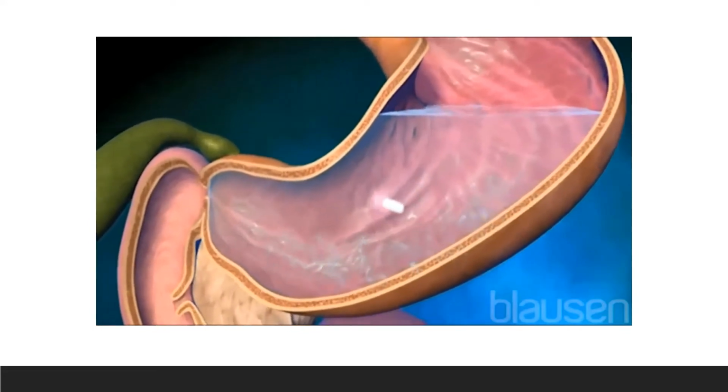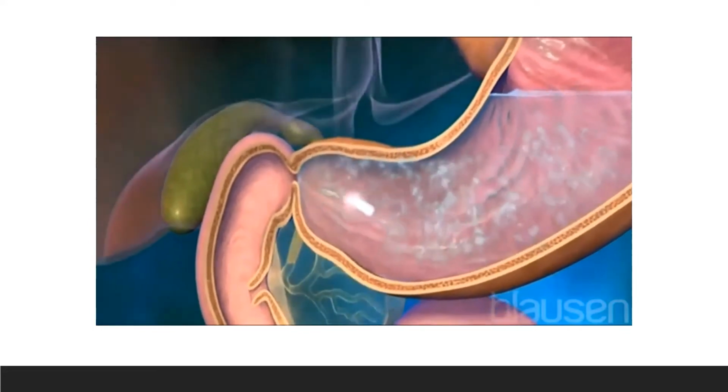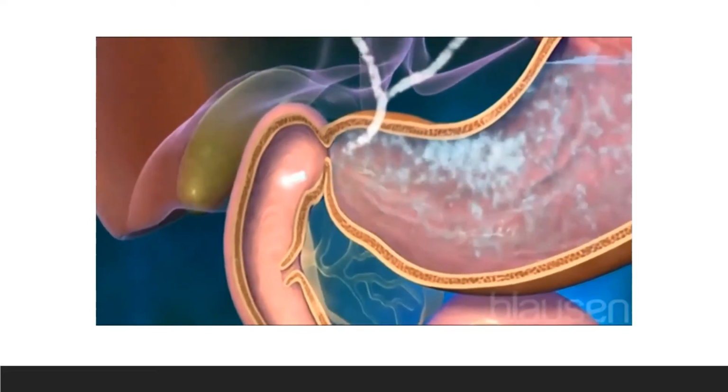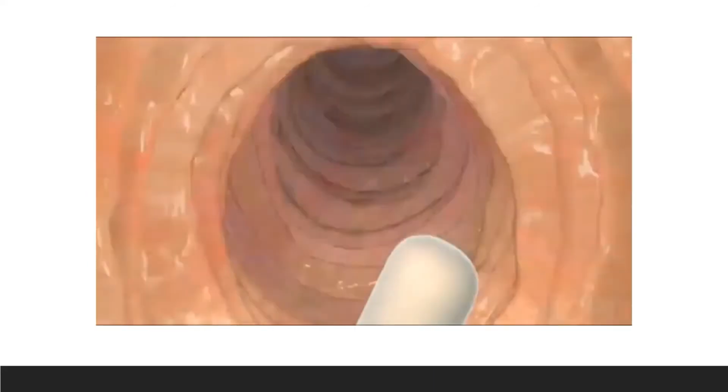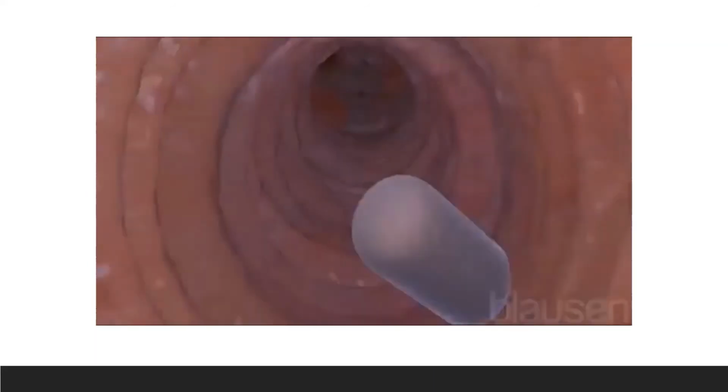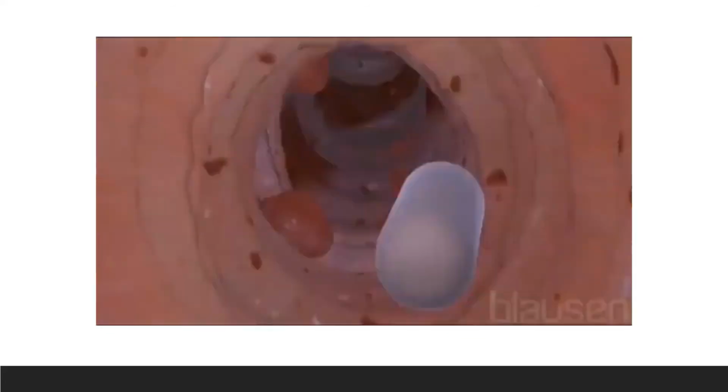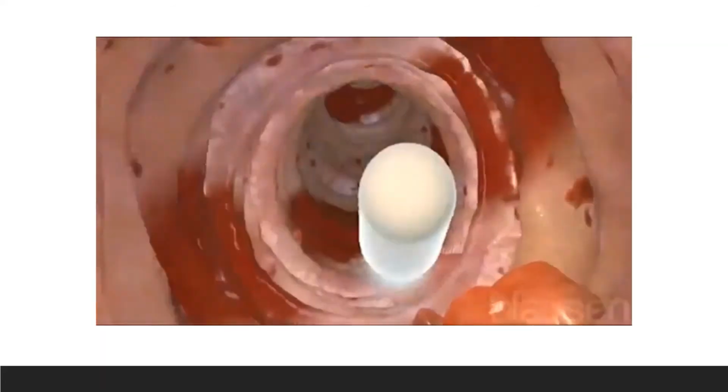The capsule is sealed and resistant to stomach acid and digestive enzymes. The pill takes 2 pictures per second as it travels via muscle contractions along the GI tract. Distant sites in the tract may reveal a tumor or bleeding from the intestinal wall, which can be more accurately identified.